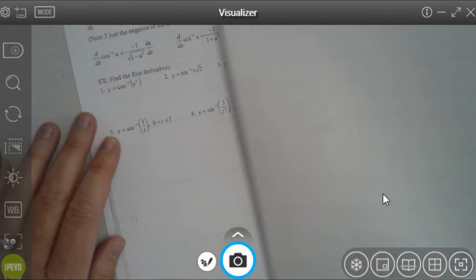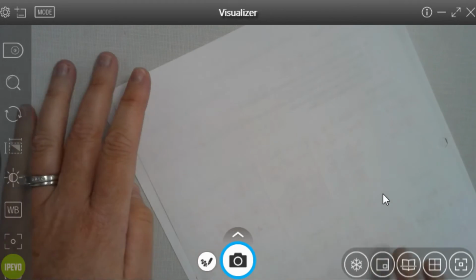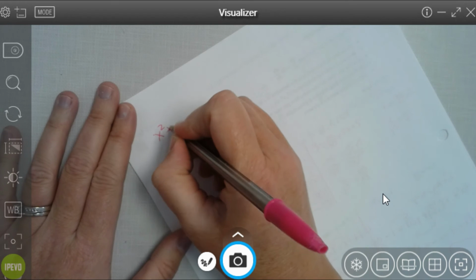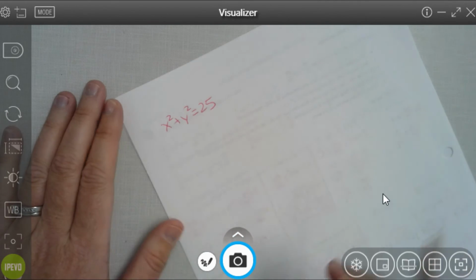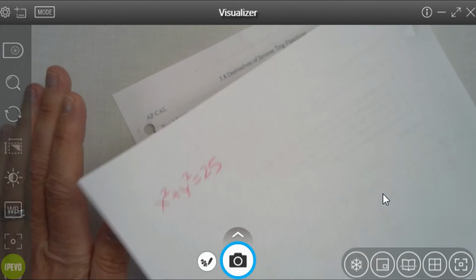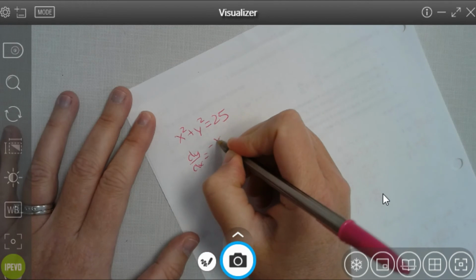Now for day 2, apparently these notes don't have the day 2 on the back, so yours probably has some notes on the back. I'm just going to go ahead and make up my own example real quick to show the other derivative. So to take a second derivative, this is the one we had on the front, and the first derivative was negative x over y.